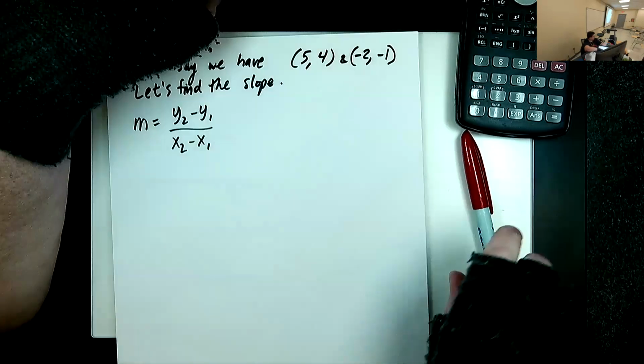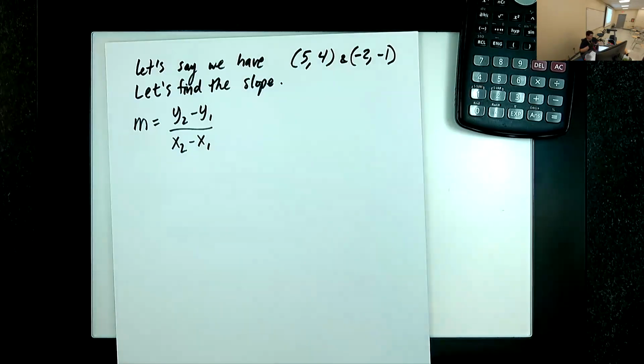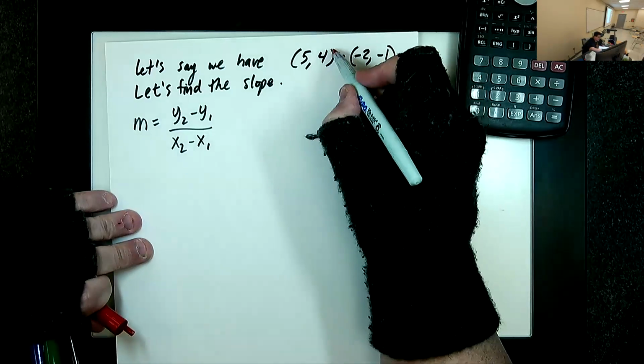Anyone need more time? Are you good, Jerry, or you need more time? What point did you pick for point 1 and which one did you pick for point 2? I put 5, 4 as point 1. All right, we'll do that.